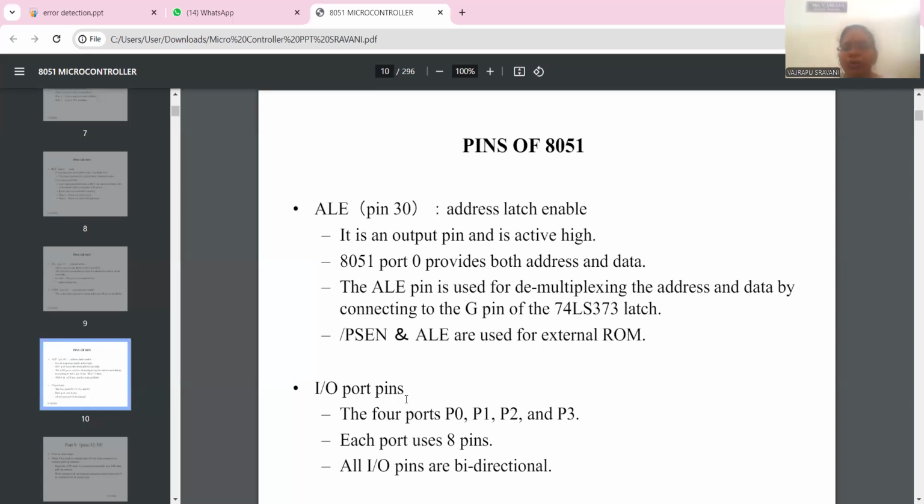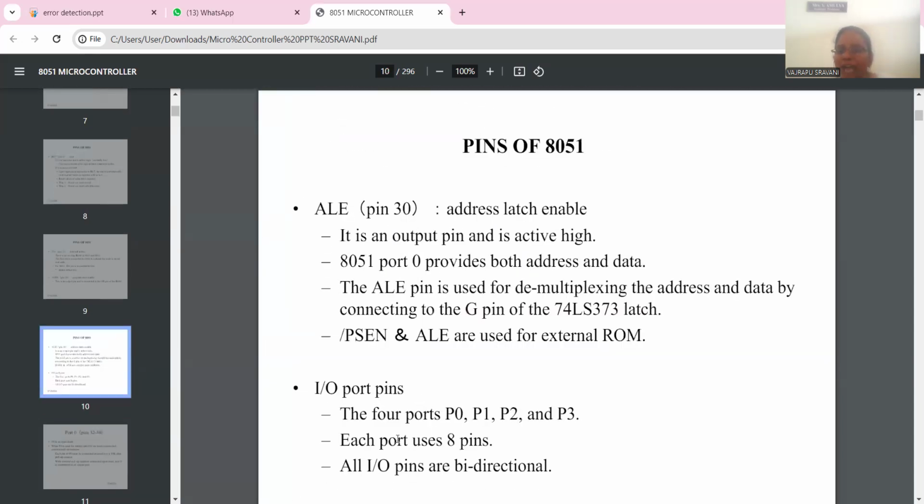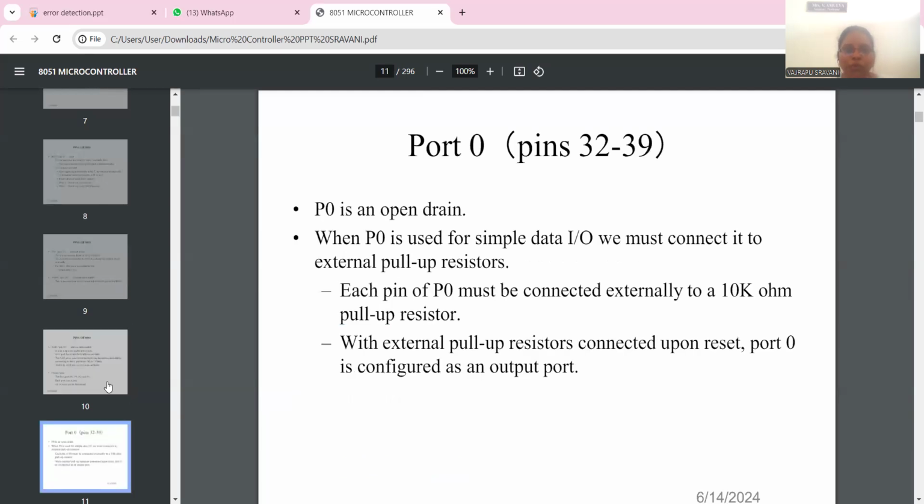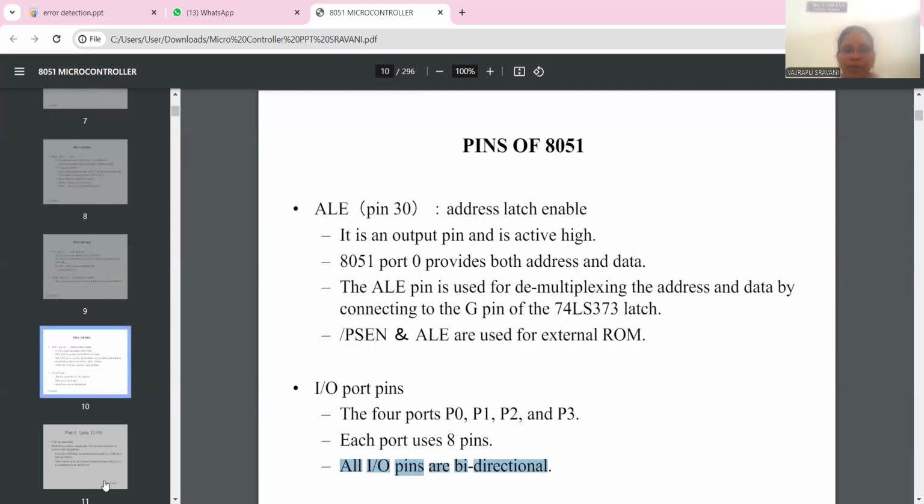There are 4 ports: port 0, port 1, port 2, port 3. Each port has 8 pins, and all are input output pins. These are bidirectional in nature: they can act as an input, or they can act as an output also. So first I will explain about the port 0 pins.